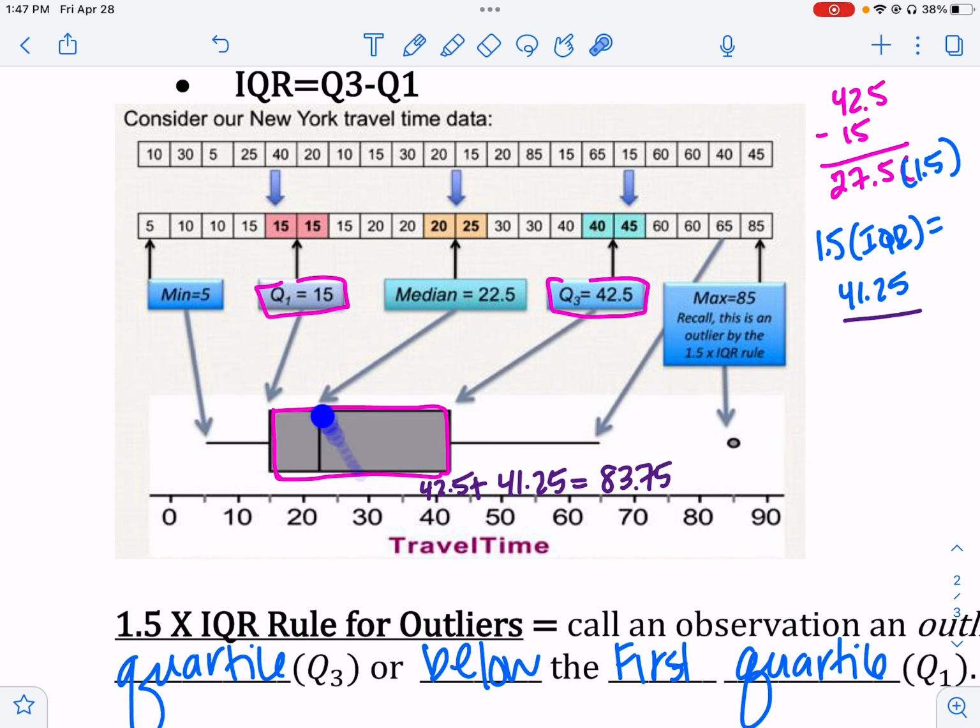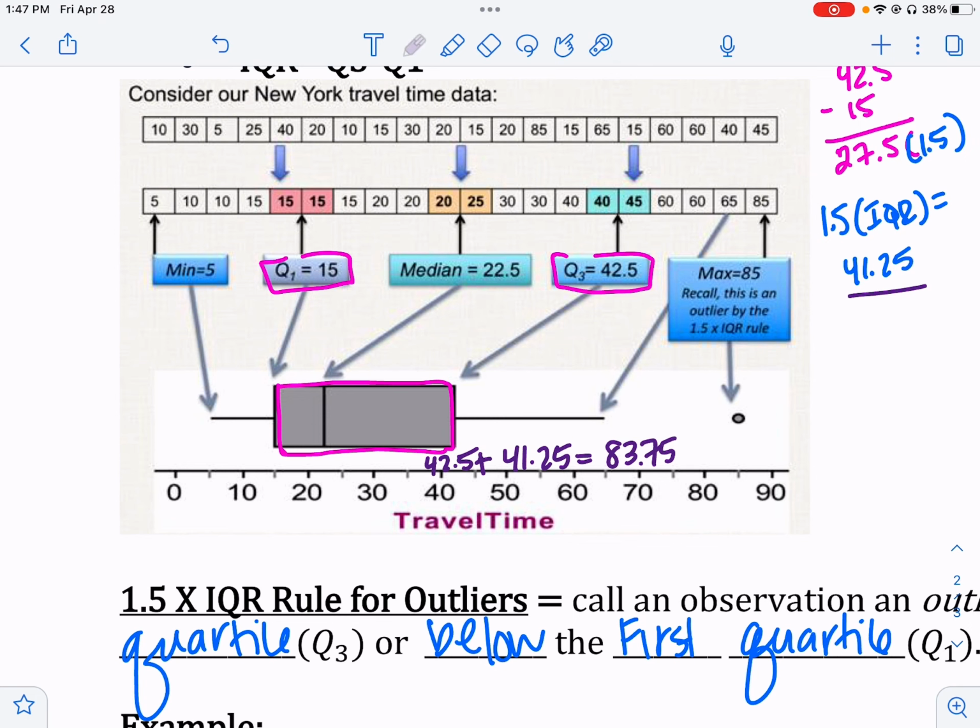But to check for outliers, we actually have to check both sides. Now, this looks pretty small, so we know it's not really going to have one, but let's just double check. So for this side, I'm once again going to take this quartile, the 15. Here, I want to go to a lower number, so I'm going to subtract. So I'm going to subtract the 41.25. When I do that, I get negative 26.25. Now, immediately, I know that this is talking about travel time, and I'm not going to have a negative travel time. So I'm not going to have any outliers here. It's impossible to have a number that low. But we can double check just to be on the safe side.